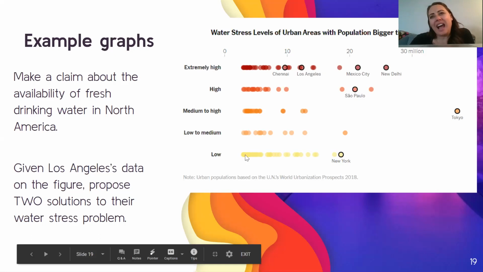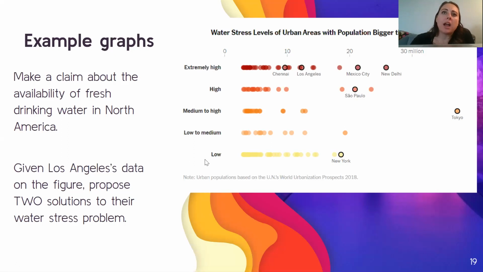I don't really have an x-axis here. I kind of have a y-axis. So my y-axis is low, medium to high, high, medium, high. But here my x-axis is actually on top. So this is how many million people there are. New York has just slightly less than 20 million. LA is probably just less than 15 million. Tokyo's got over 30 million people, okay?